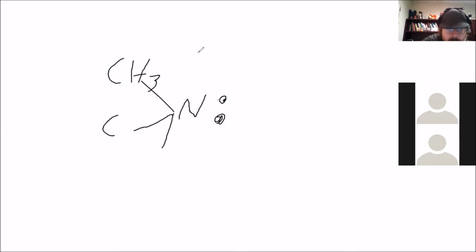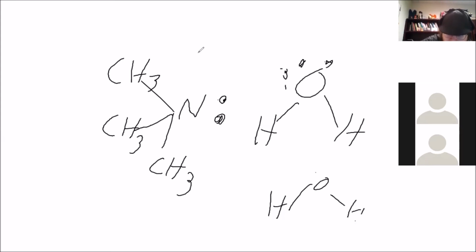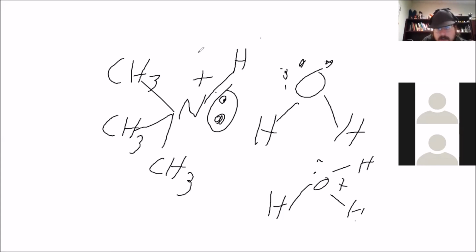There's the CH3, CH3, CH3. And what we've done is, just like hydronium, this is our water. Just like hydronium, we took one of those lone pairs and made another bond. We're going to take this lone pair and make a hydrogen bond, which is going to give that nitrogen the plus. So that's what we're actually looking at right there.